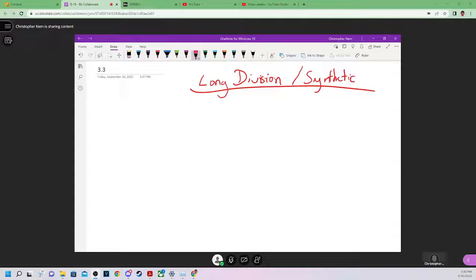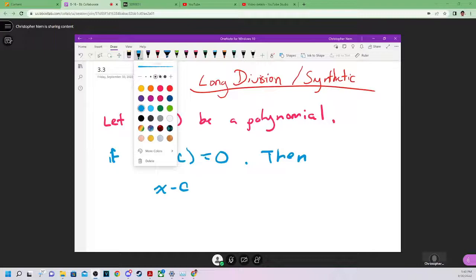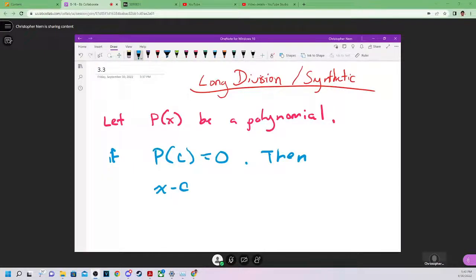Well, the things that we know is that, hey, let p of x be a polynomial. I know that if p of x is a polynomial, and c is a value such that p of c equals 0, then x minus c is a factor. We can say that by our logical statements that we have from last section.